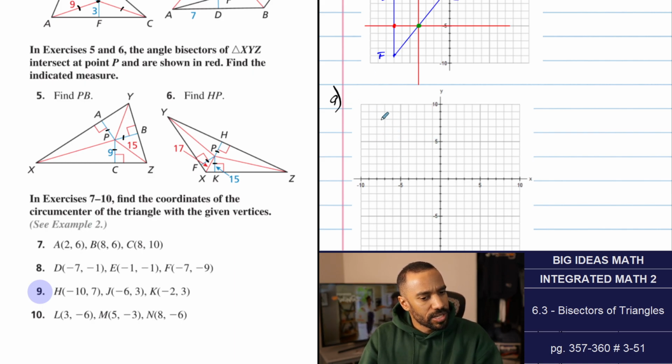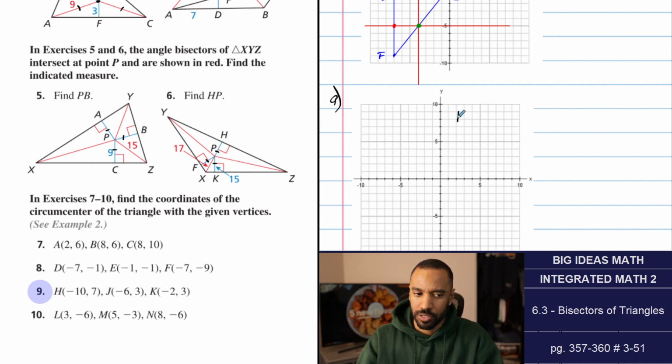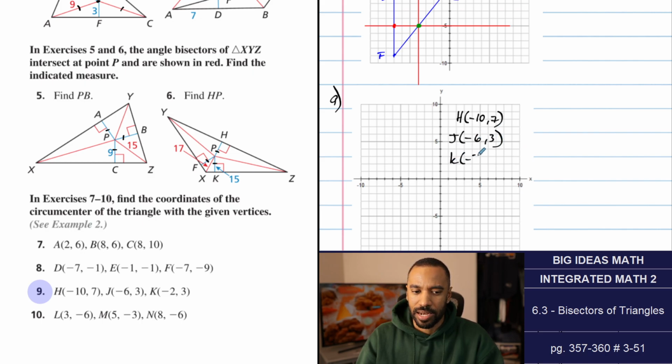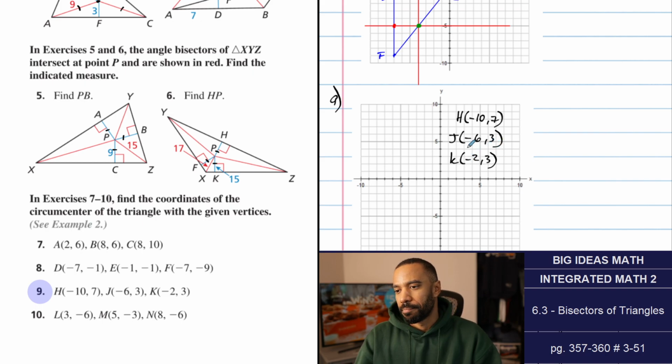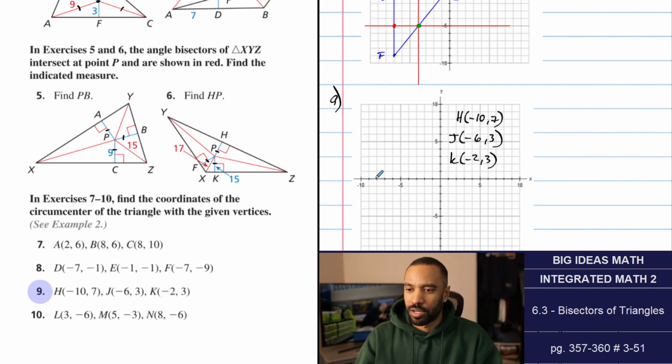So let's see, that's second quadrant. Okay, it's all second quadrant. So let's go. H is at -10, 7. J is at -6, 3. And K is at -2, 3. Okay, so -10, 7. We're going to go up here. H. J is at -6, 3. And K is at -2, 3.